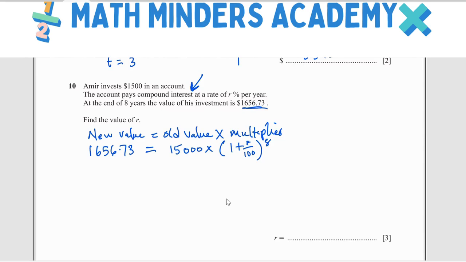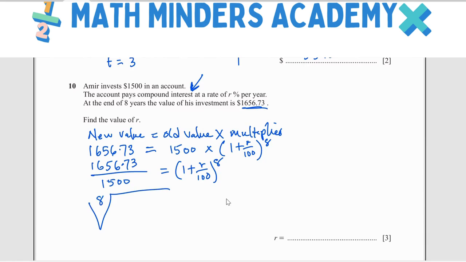Okay, so we are going to divide both sides by 1,500. Sorry, this is not 15,000, it is 1,500. So if we divide by 1,500, we have 1,656.73 over 1,500 equals 1 plus R over 100 raised to power 8, okay? Now, let's take the 8th root of this value here. 1,656.73 all over 1,500. If we take the 8th root of that, it will give us 1 plus R all over 100, okay?